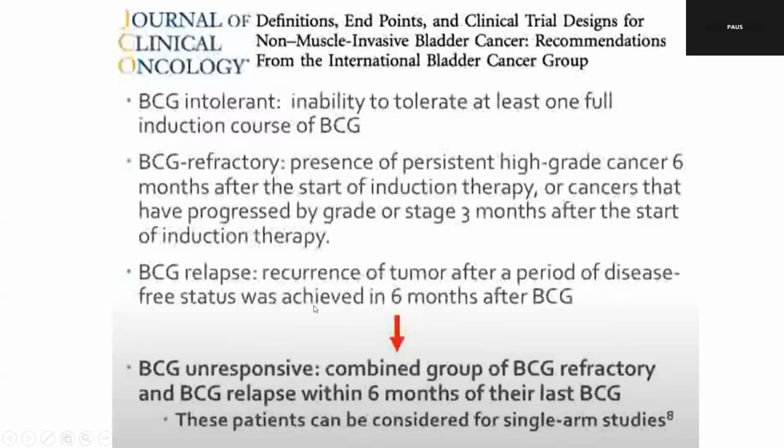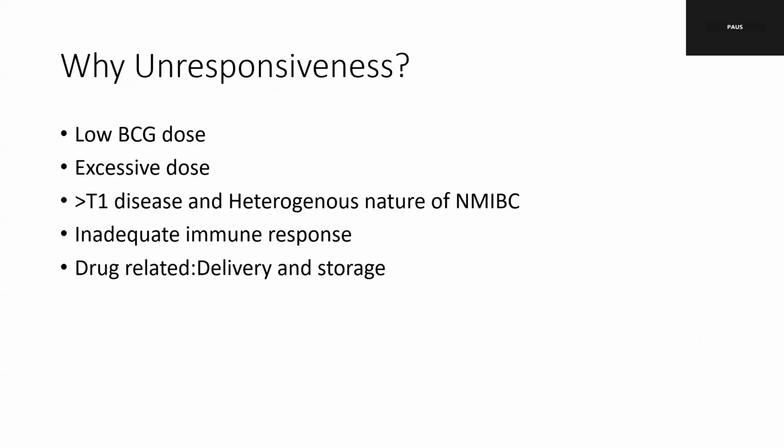So there's another definition: BCG unresponsive disease, which is basically a combination of BCG refractory plus BCG relapse within 6 months. So that is BCG unresponsive, because BCG relapse is more common than BCG refractory disease.